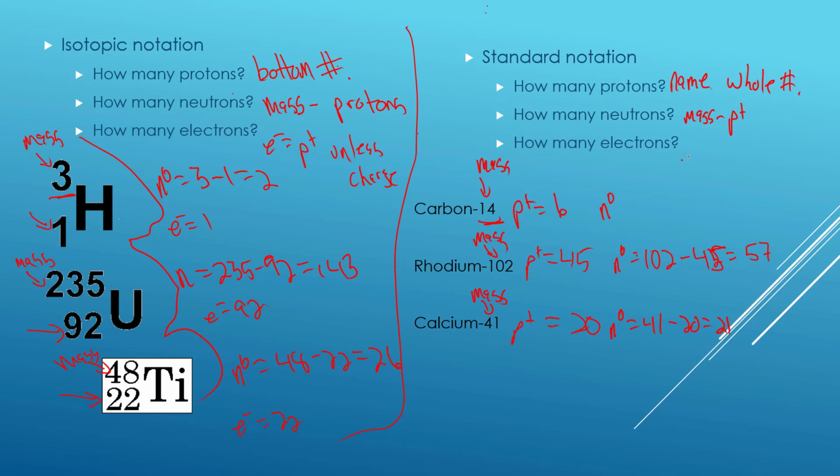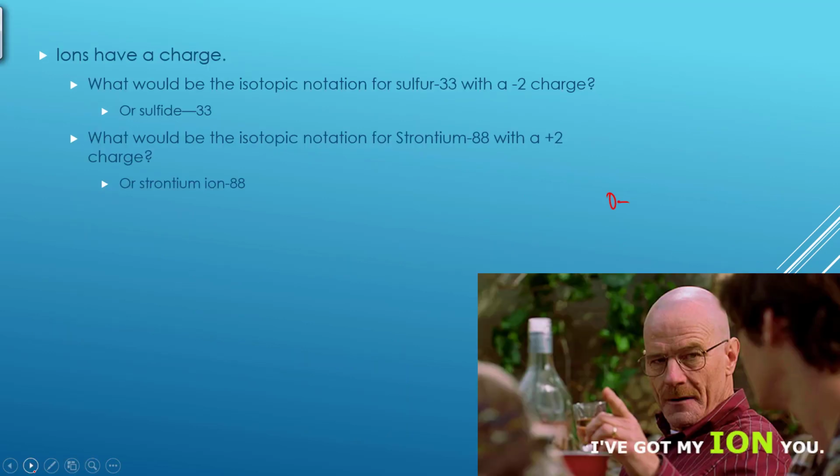How many electrons? Again, electrons equals protons unless there's a charge. And these don't have a charge. You'd see a charge where it would say +1, +2. Ions have a charge.